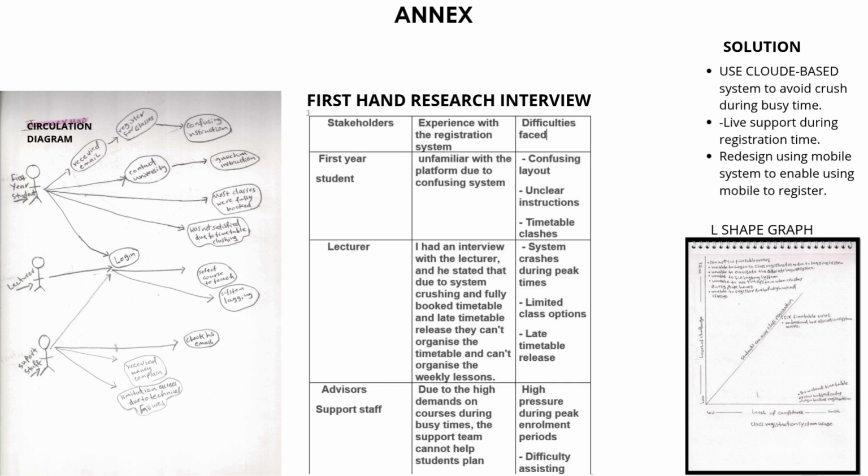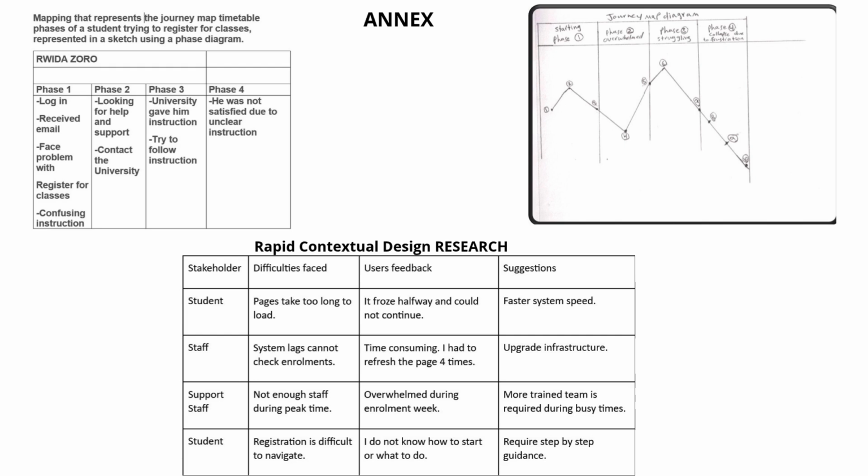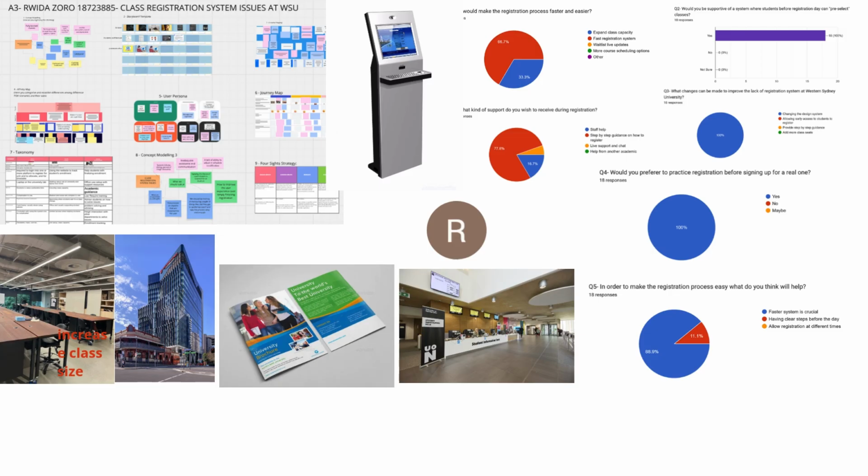Here I have conducted a first-hand research interview with stakeholders and a circulation diagram. Here I have the design research with suggestions, and the journey map timetable and the journey map diagram. This is still part of the annex.